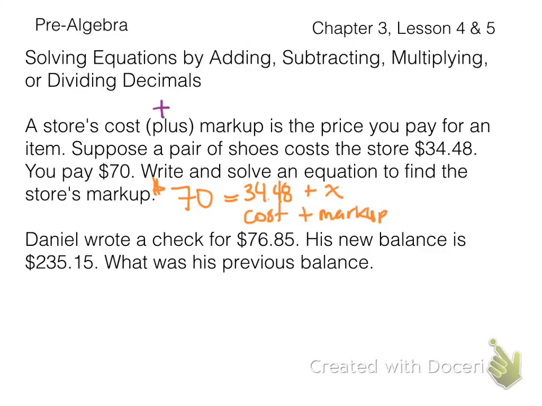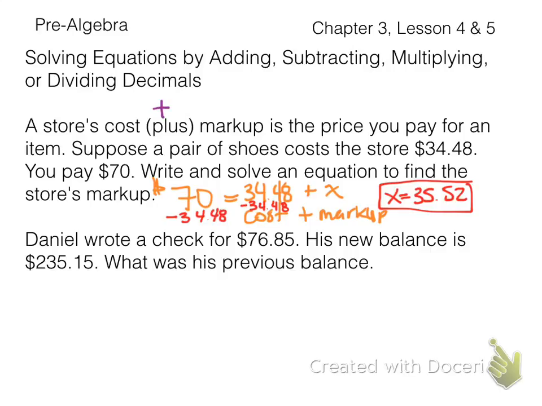So what is the opposite of adding 34.48? That would be subtracting 34.48. It's really hard to see, but there it is. What I do to one side of the equal sign, I have to do to the other. And I'm just going to bust out my calculator for this one, just to make it go a little faster. So 70 minus 34.48 is x. So x equals $35.52. So even though it cost the store $34.48, they're going to make a $35.52 profit off of you, because they have to make some money back.